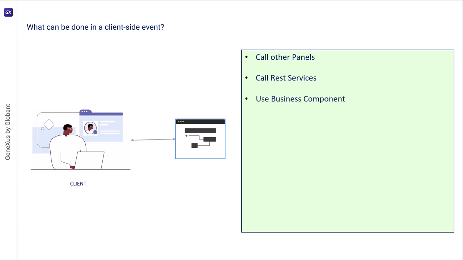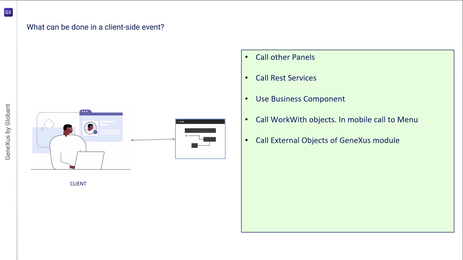We can use business components to retrieve or update information. In this case, these business components will also be exposed as REST services automatically. It's also possible to directly invoke any node of the work with pattern. In mobile applications, we can invoke a menu object. We can invoke the external objects defined in the GeneXus module. Some of these APIs only make sense for a particular platform, such as mobile devices.